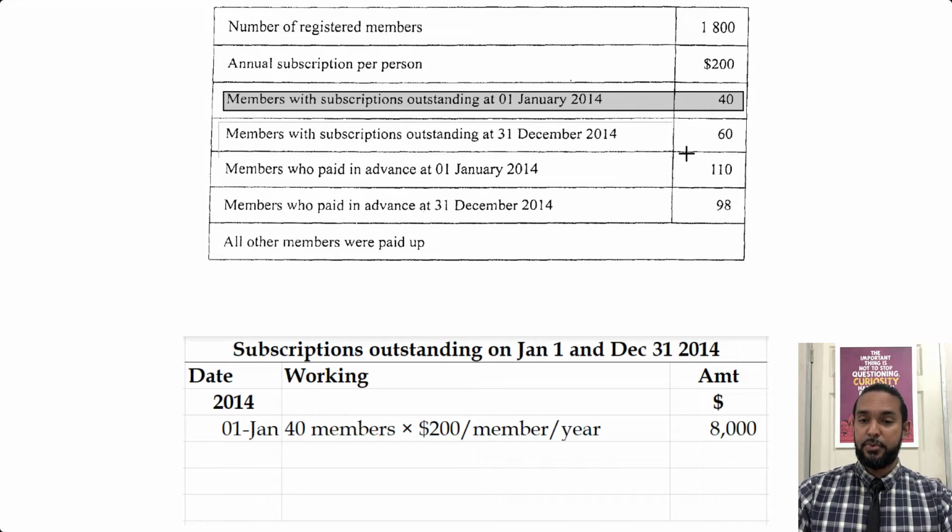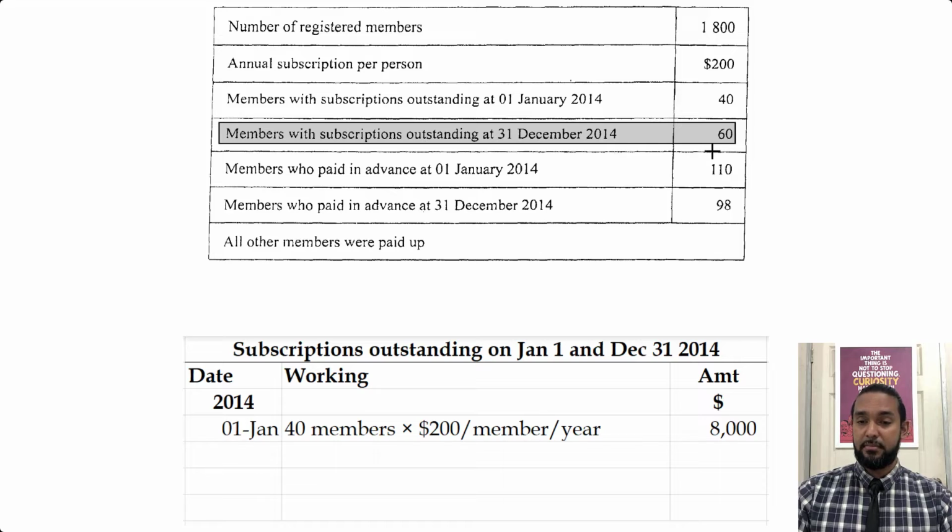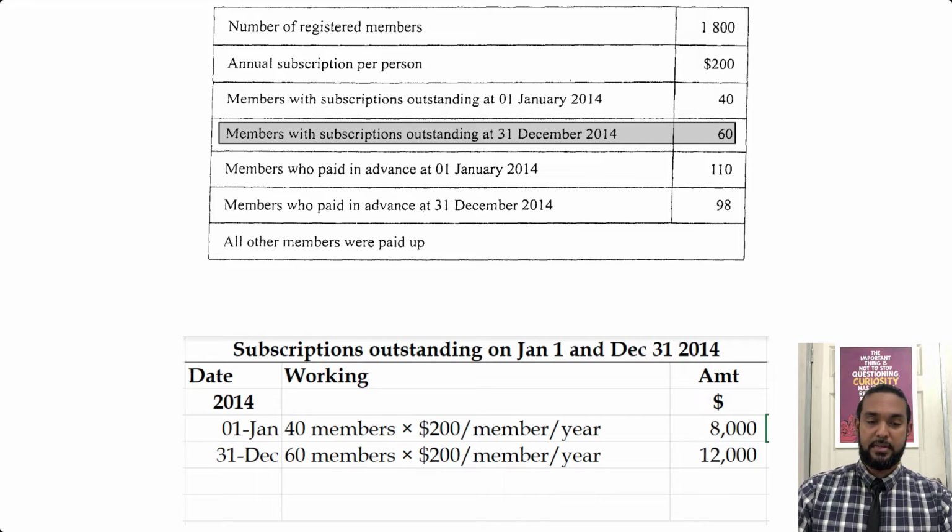Similarly, the members with subscriptions outstanding at the end of the year, that's 60 people. And it's the same $200 by which we have to multiply. So that working would look like this. 60 members by 200 per member per year, $12,000. And no, you're not going to add those together. That's not a total. That's a meaningless figure.